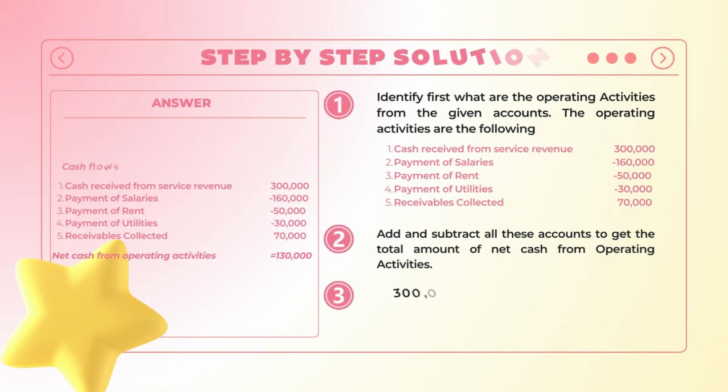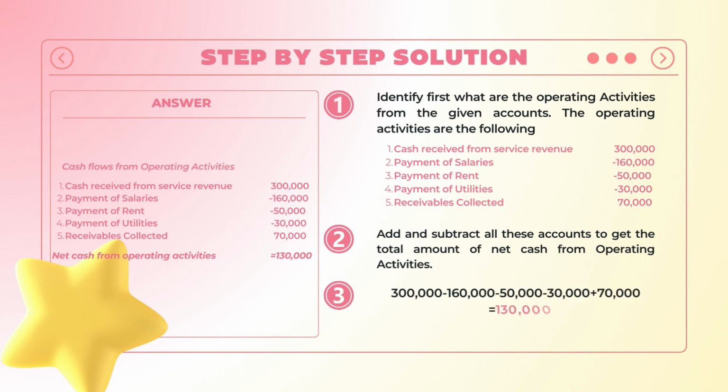So for our step-by-step solution, our first step is to identify what are the operating activities. After identifying, we have here presented the operating activities. First, the cash received from service revenue, which is 300,000. Payment of salaries, which is negative 160,000 since it's on the credit side, or it's an outflow. Payment of rent, also negative 50,000. Payment of utilities, also negative 30,000. And for our last operating activity, receivables collected, amounts to 70,000 pesos.